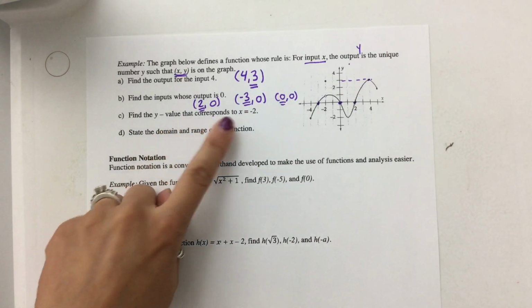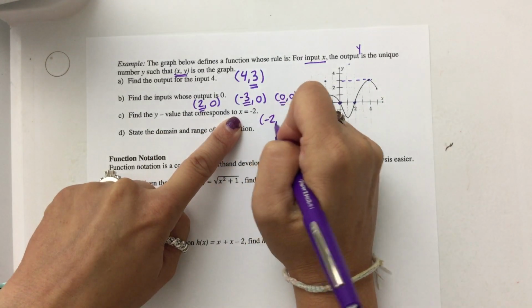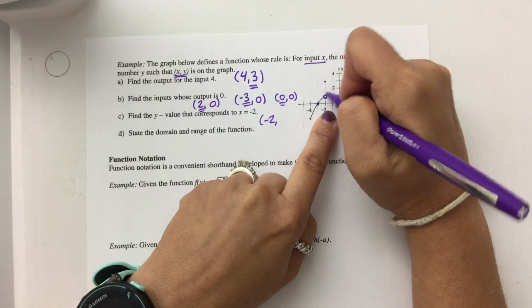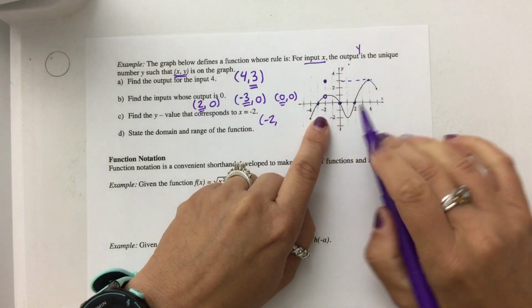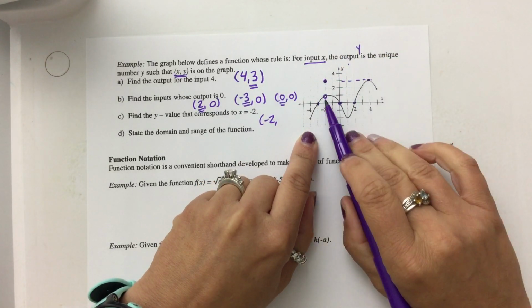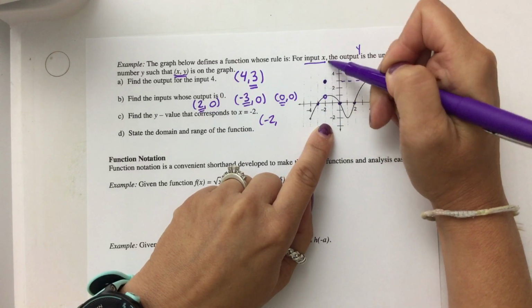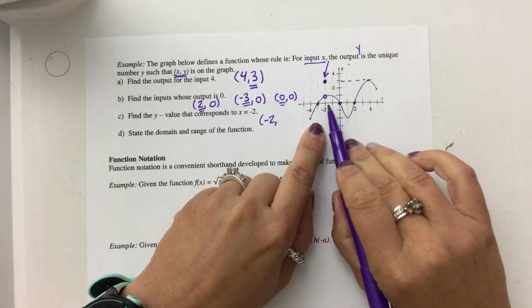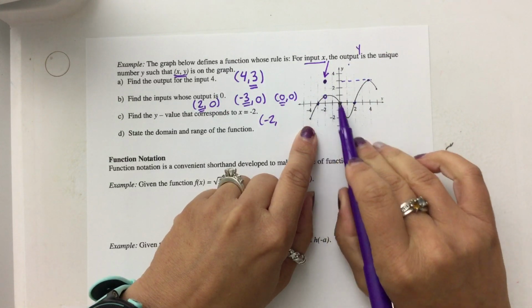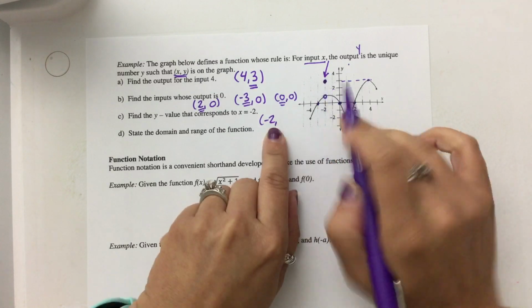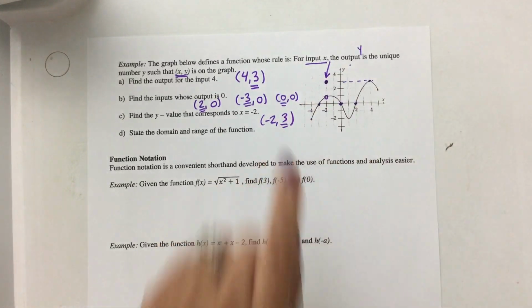Find the y value that corresponds to x equals -2. So if I go -2, check this out. Notice we have an open circle and a filled in circle. That means that the graph follows this, except for this is a hole, because the value at -2 is actually this filled in dot. So at -2, it is not on the curve of the graph. It is the filled in point that is located at 3.